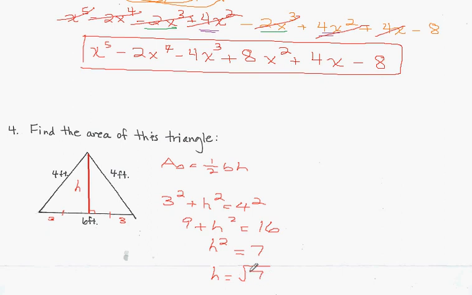A lot of you got that far, and then you got stuck. So it's 1/2 base times height. So area of the triangle equals 1/2. Now the base is the entire triangle because we want the area of the entire triangle. So our base would be 6. Our height is, oddly enough, the square root of 7. 2 goes into 6 3 times. So the area of our triangle is 3 square root of 7 feet. Don't forget your units or you miss a point. So those are the answers to quiz number 3.